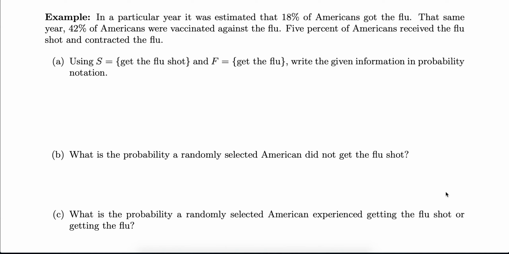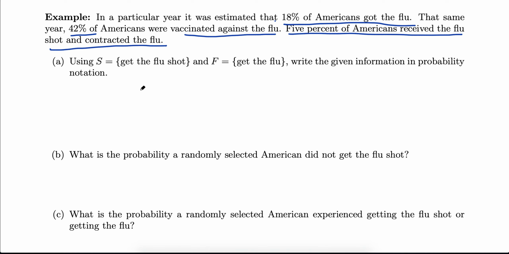Basic definitions down for probability, so let's try those in some problems. So this particular problem, they tell us that 18% of Americans got the flu in a particular year. That same year, 42% were actually vaccinated, and 5% were unlucky. They both got the flu shot, they were vaccinated, but they still contracted the flu.